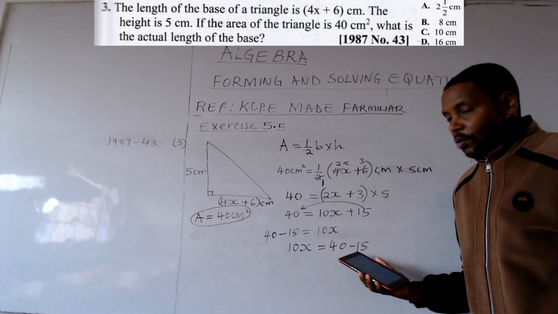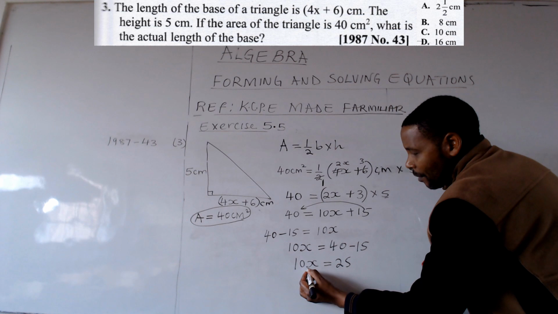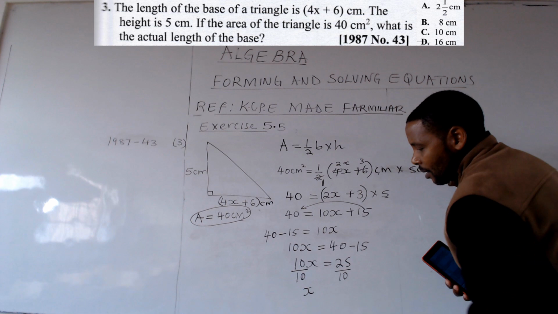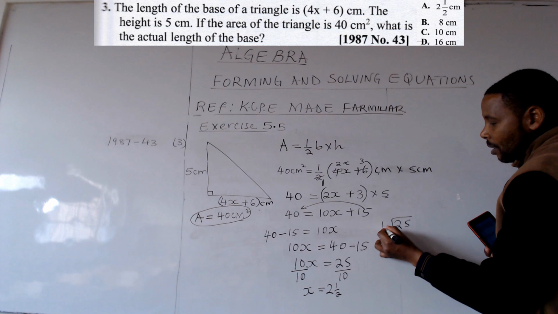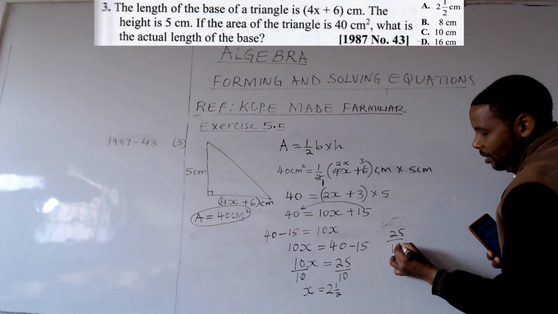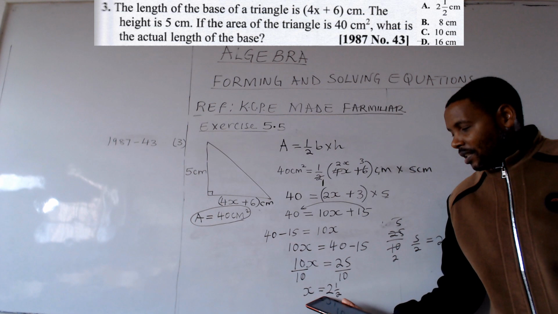Then to get the value of x, I divide both sides. I subtract here first, I get 25. I divide both sides by 10. So I get x is 25 over 10. When you divide 25 over 10, you get 2.5. Because 25 over 10, you can even simplify first. You get by 5, 2, by 5, 5. 5 over 2 is the same as 2.5. It's like saying a half of 5. So our value of x is 2.5.